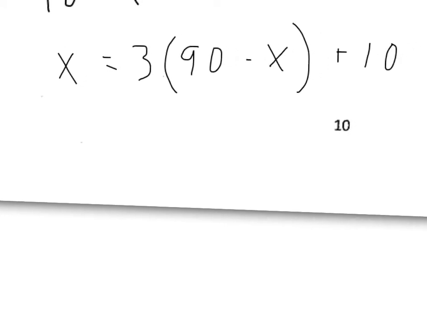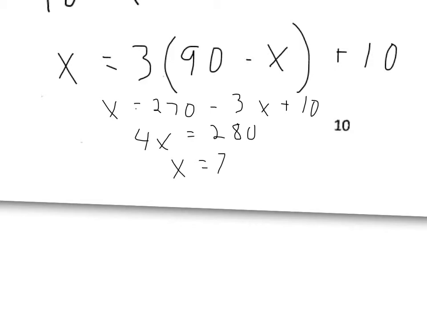Okay, so 3 times 90 gives us 270, and 3 times minus x gives us minus 3x. Okay, and we're going to set all that equal to x. Alright, so we want to go ahead and get everything on the same side, so we're going to add 3x to both sides, and if you do that, that gives you 4x equals, and then we're going to combine 270 and 10, and that gives you 280. And then we're going to divide each side by 4, and that gives you 70.